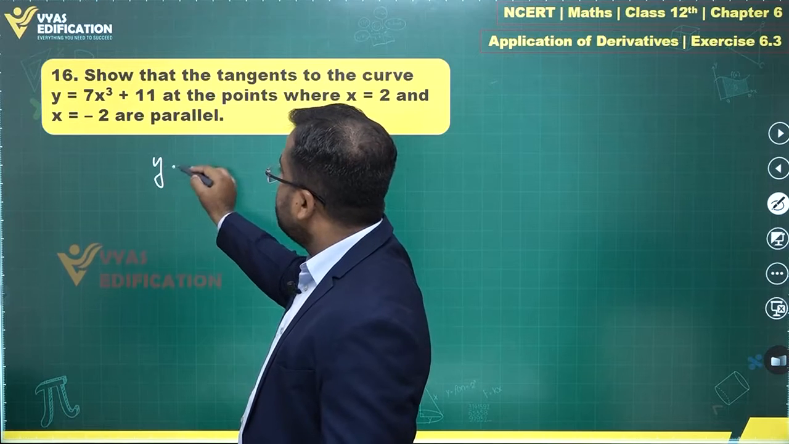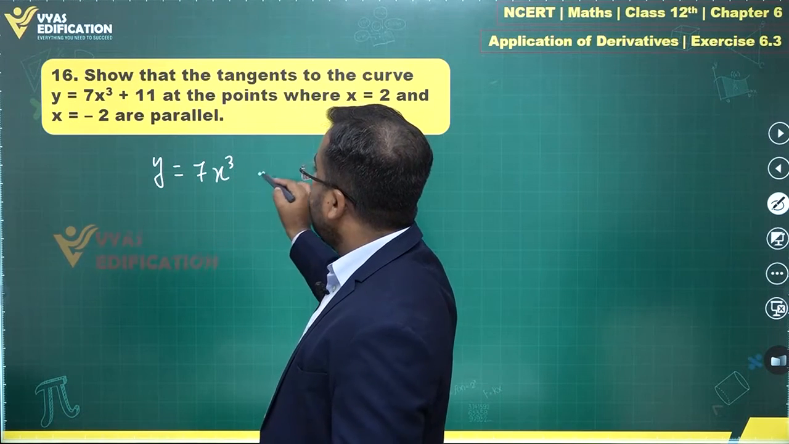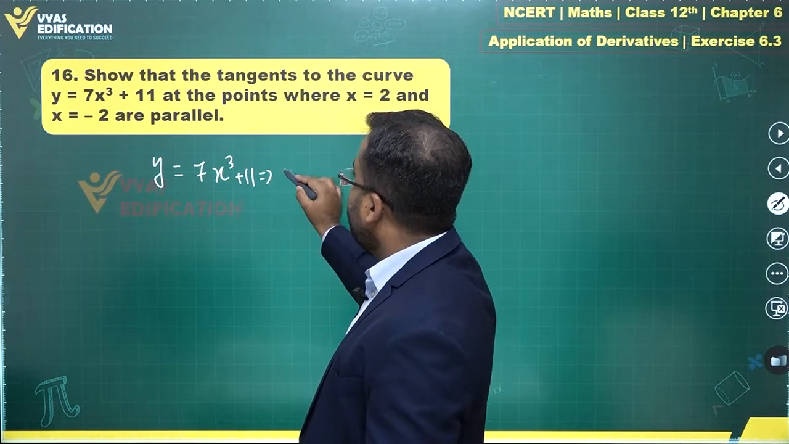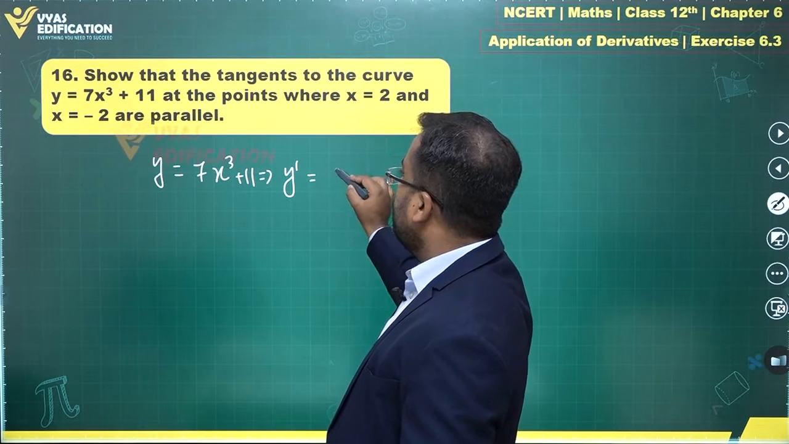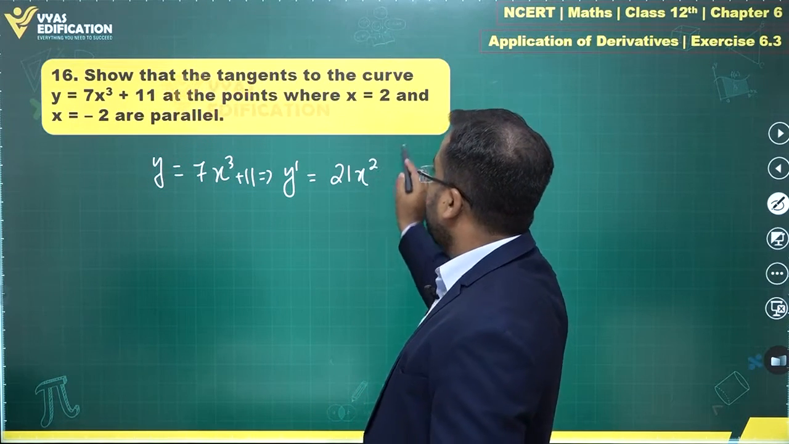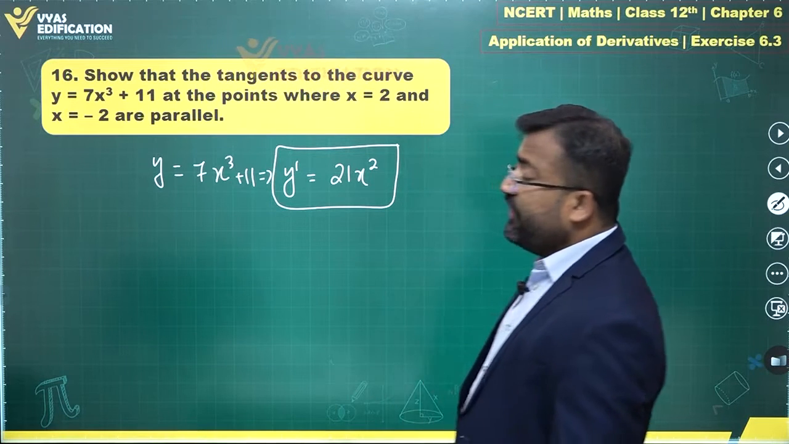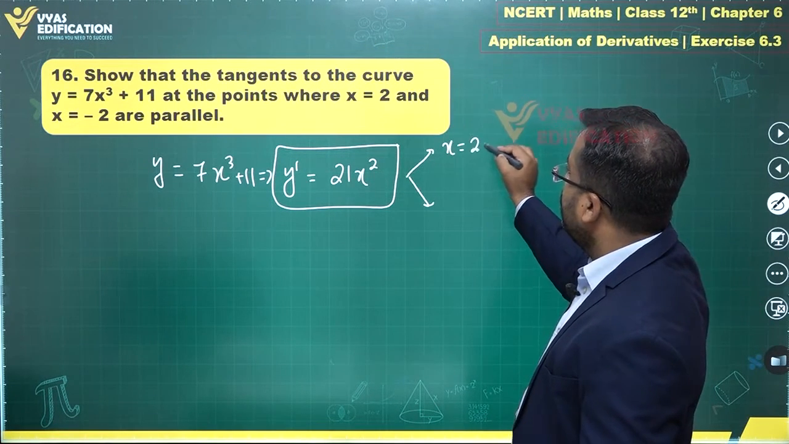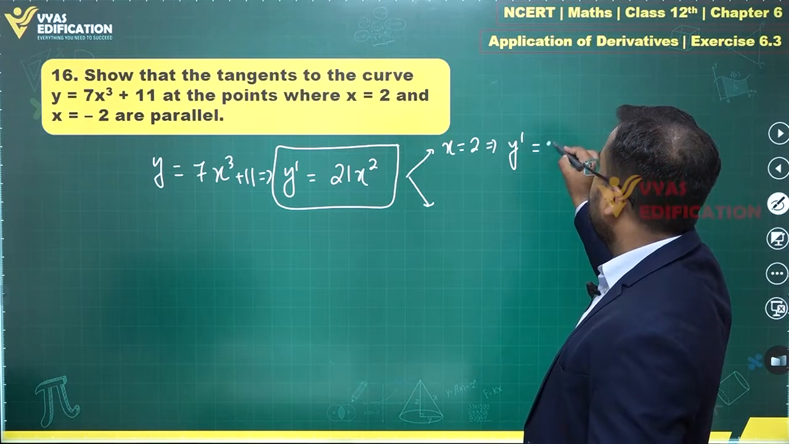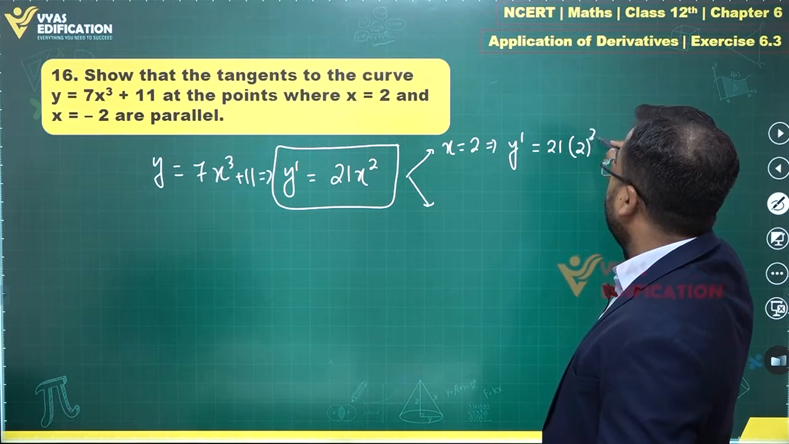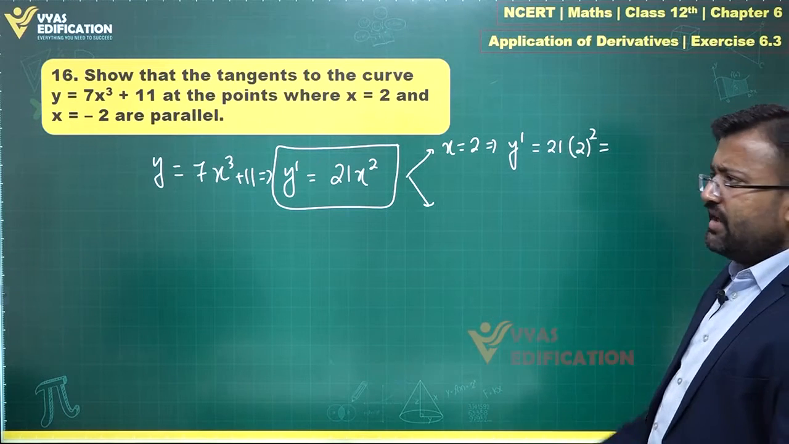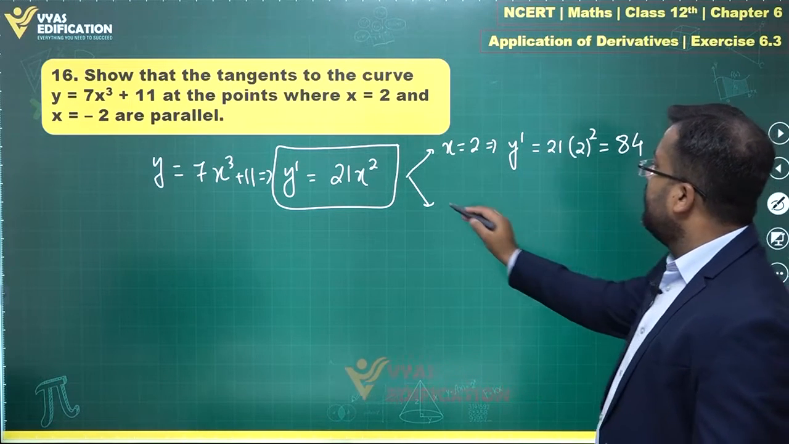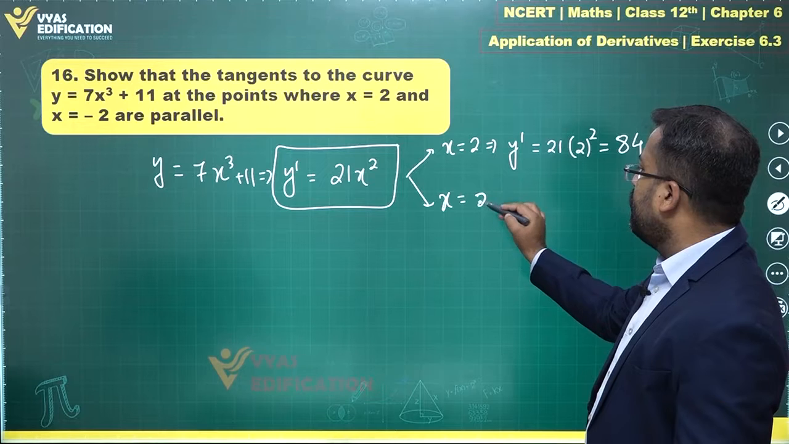So y equals 7x power 3 plus 11, okay, dy by dx, that is y prime is equal to 21x square plus 0, okay, and for x equal to 2, x equal to minus 2, what are the slopes? X equal to 2 implies y prime is equal to 21 times 2 square, what is that? 4 times 21? Yes, what is that? 84.